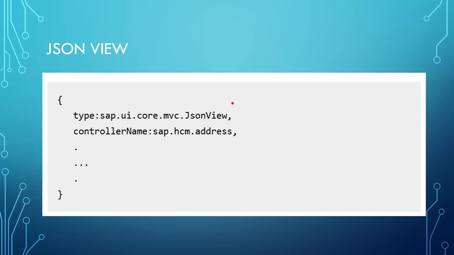Next, JSON view. Here you can see the JSON syntax for defining our UI part. It is clean and readable, and also better for static UI structure. It follows the MVC pattern with the controller name. It is less commonly used, but good for dynamic view generation.